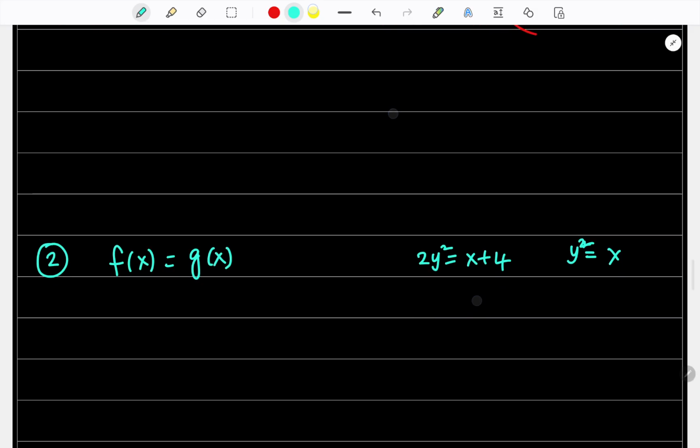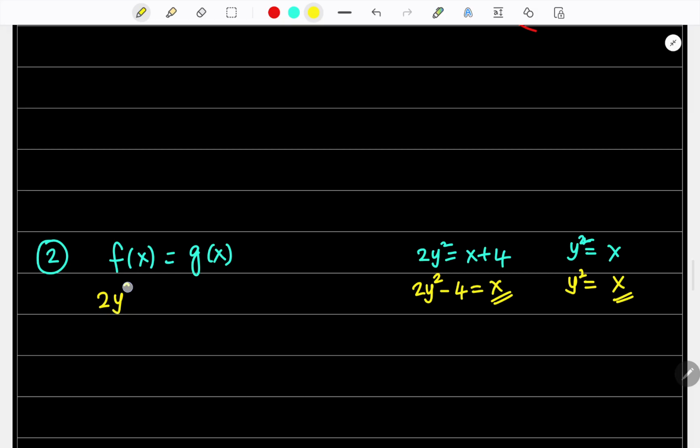Right, so let us start this one. Okay, so 2y square equals x plus 4 and y square equals x. So let me write here 2y square minus 4 is equal to x and y square equals x. Look here, x equals x. So from this what you can write? 2y square minus 4 equals y square.